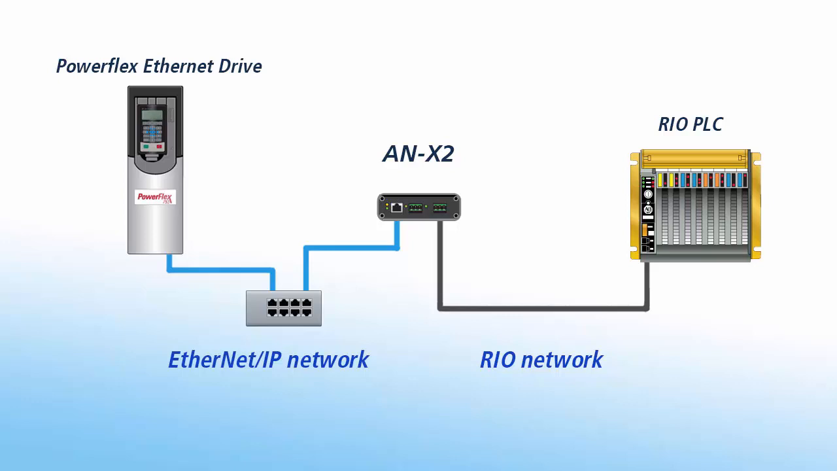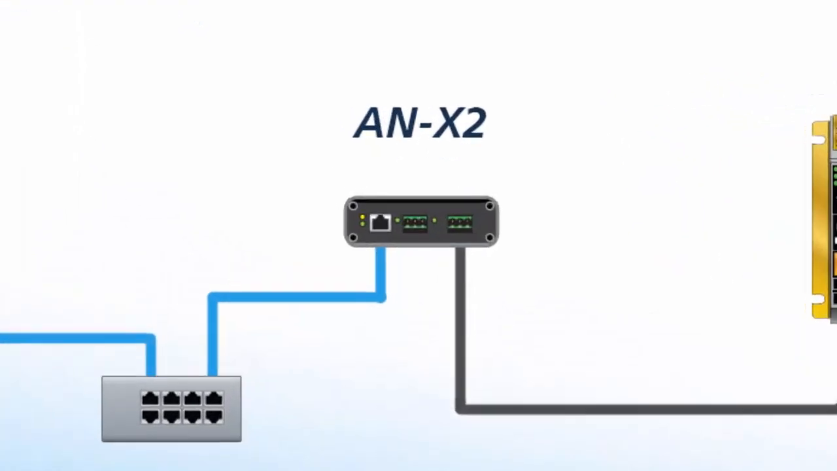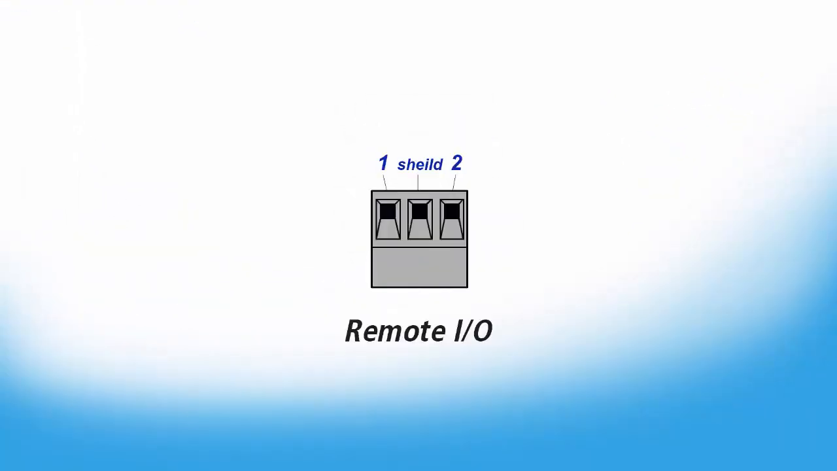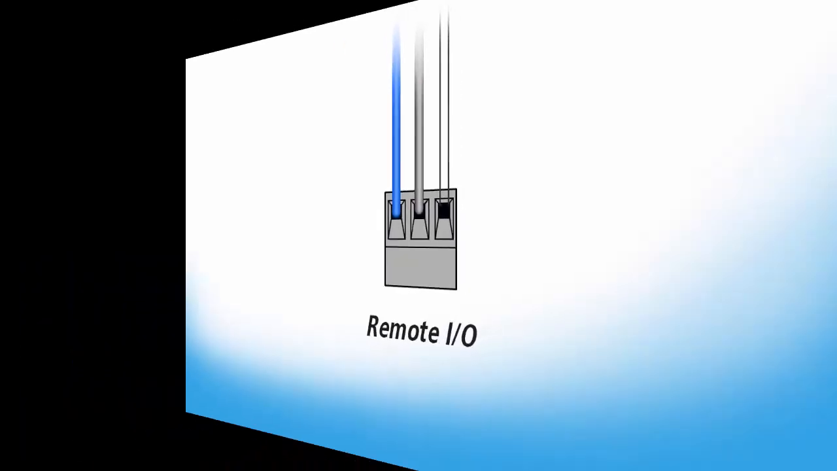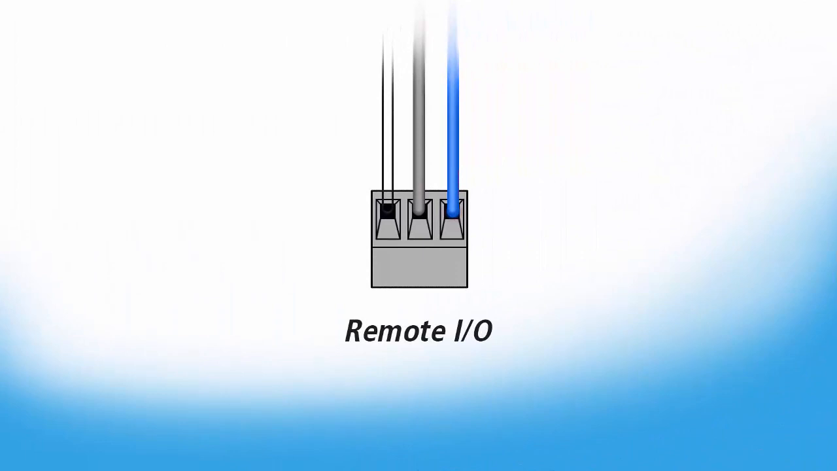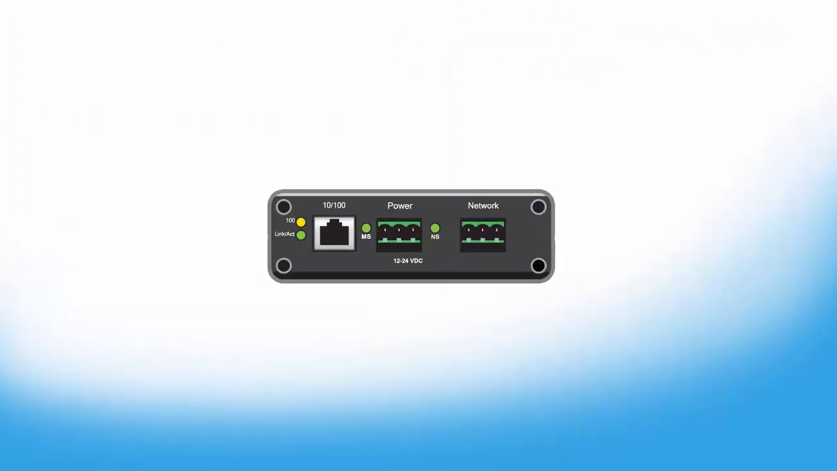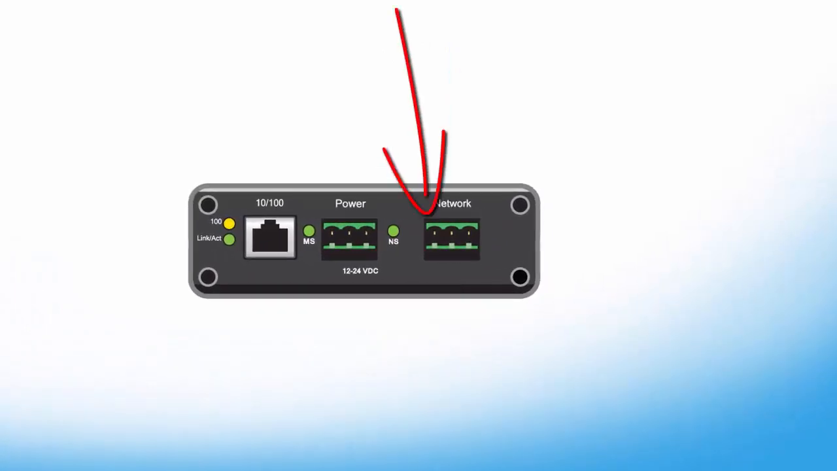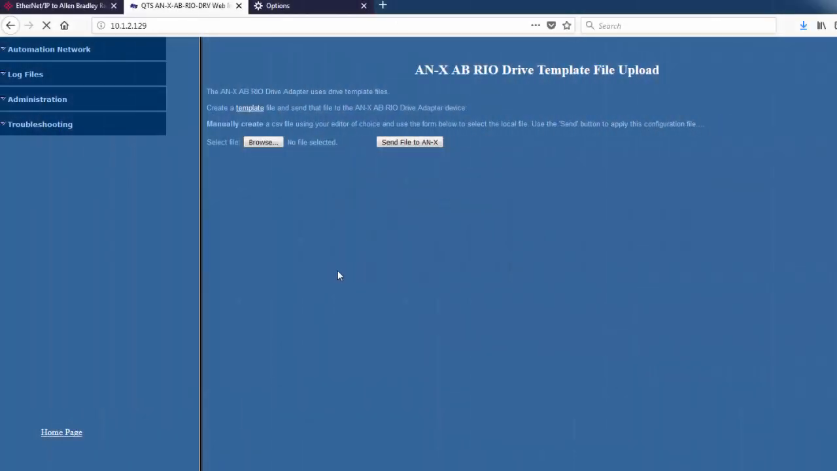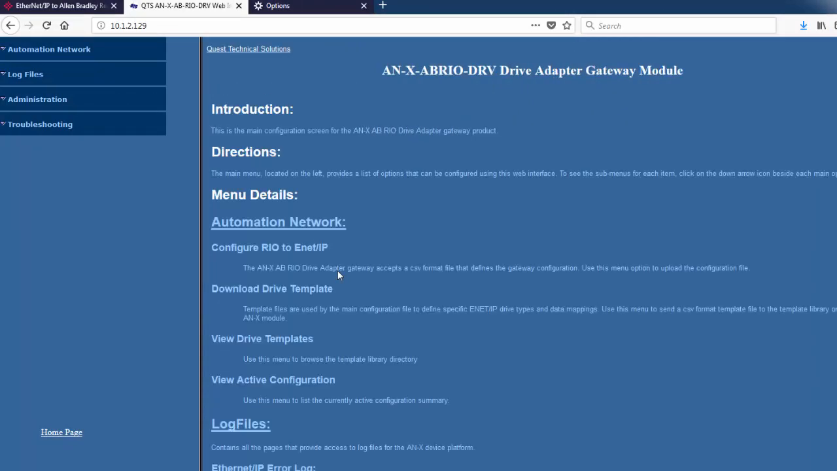One quick tip for troubleshooting connection problems on the RIO network. If you find that you're unable to establish communication with the ANX2 module, you should try swapping the 1 and 2 wires on the communication line. Different vendors have them positioned differently. On the ANX2, pin 1 is the one that's closest to the NS LED on the front of the module, and this should be connected to pin 1 on your PLC. And that is how you configure an ANX2 ABDH RIO drive module.